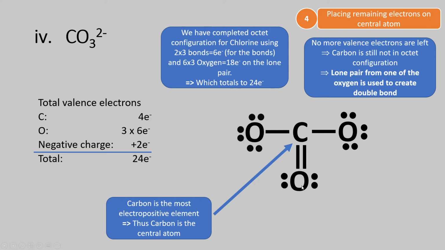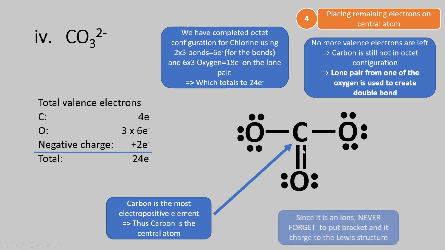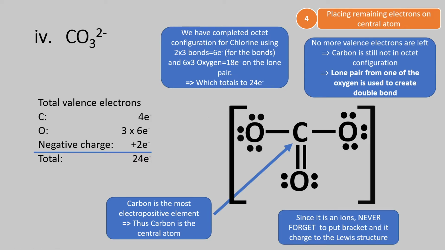And then, oksigen yang kita ambil ni cukup tak octet? So, 1, 2, dia ada 4 kan, lone pair kan? And they share 4 elektron. 1, 2, 3, 4. So, cukup 8. Okay, one more thing. Sebab dia CO3 2-. So, jangan lupa letak bracket and tulis dia punya charge. Okay, boleh? So, that's it.